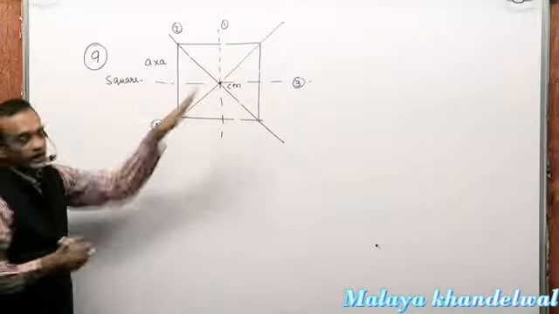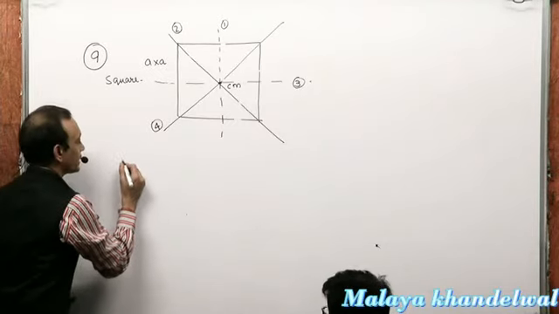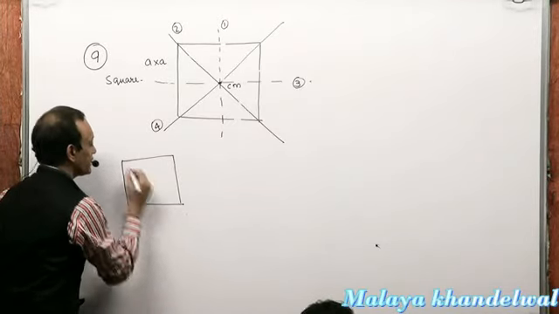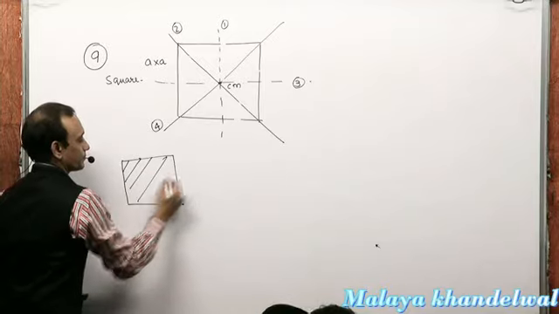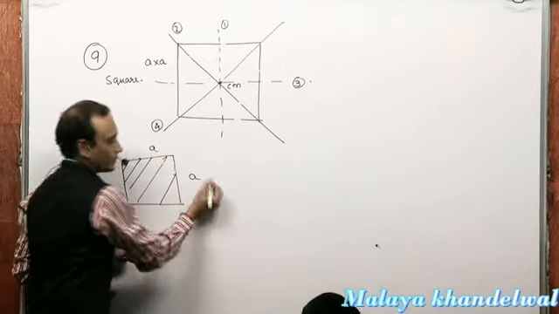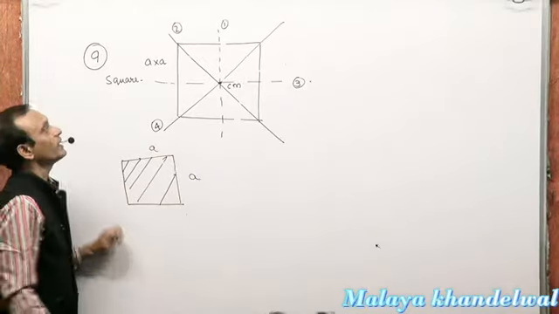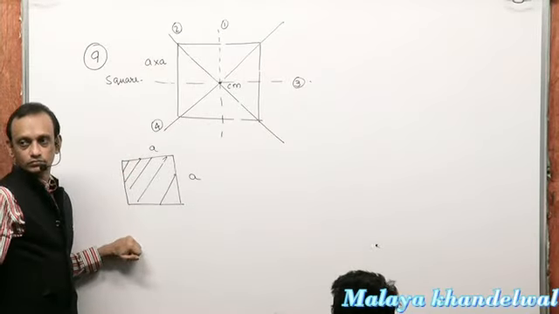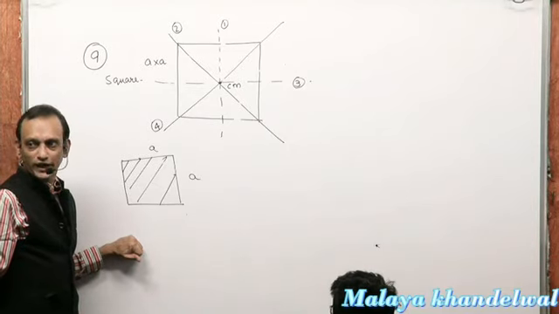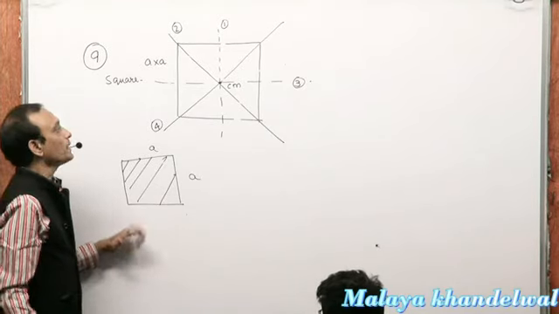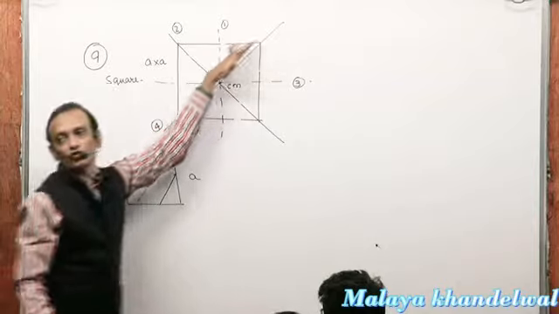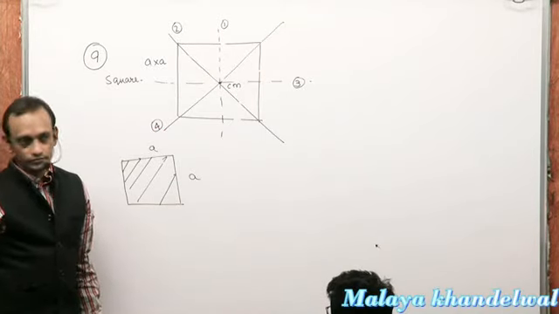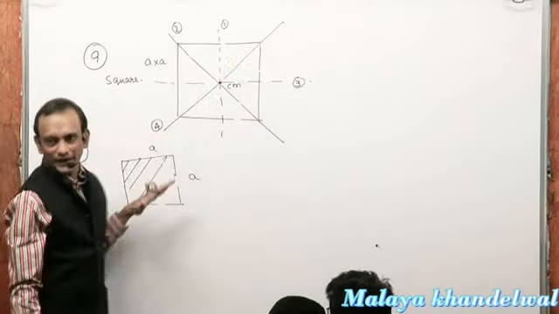So this is a square, A by A. Problem 9 is a square lamina, A by A, and I want to find the moment of inertia about one of the diagonals, say 2. Now one thing: the diagonals 2 and 4 are perpendicular to each other.